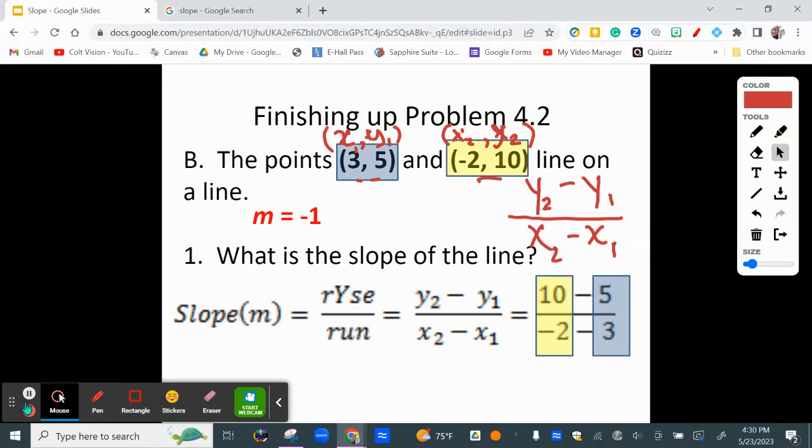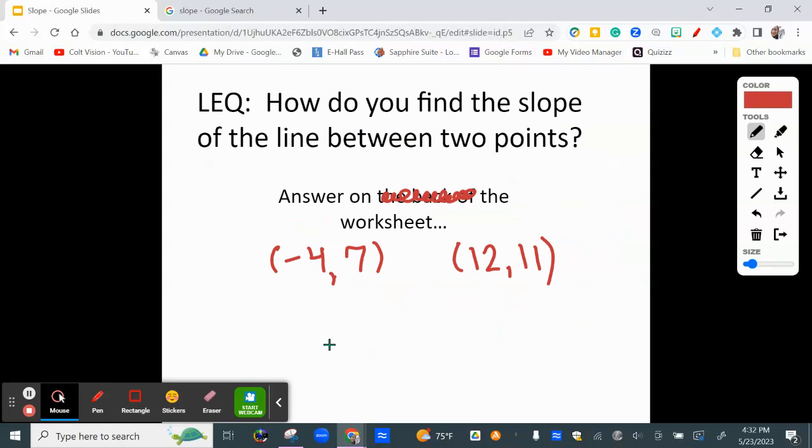So let's try that again with another point. Okay, so here are my 2 points. I have negative 4 comma negative 7 and 12 comma 1, not 11. Sorry. Those are our 2 points. And there is a line that passes through these 2 points and actually connects them. That's true for every 2 points. So we're going to find the slope of that line.